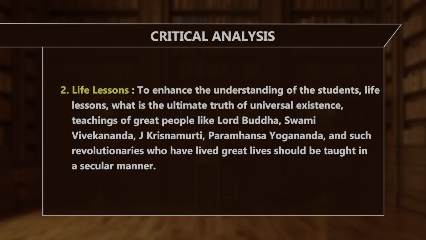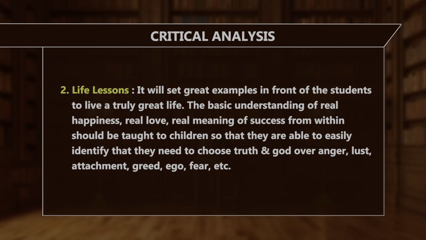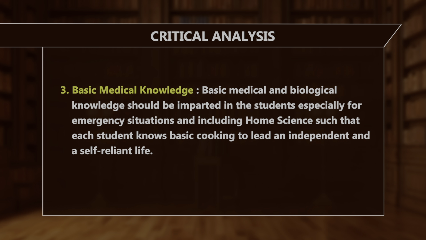Second is life lessons. To enhance the understanding of the student, the life lesson, what is the ultimate truth of universal existence, teachings of great people like Lord Buddha, Swami Vivekananda, Yogananda and such other revolutionaries who have lived great lives should be taught in a secular manner. It will set great examples in front of students to live a true great life. The basic understanding of real happiness, real love, real meaning of success from within should be taught to children so that they are able to easily identify that they need to choose truth and God over anger, lust, attachment, greed, ego, fear, etc.